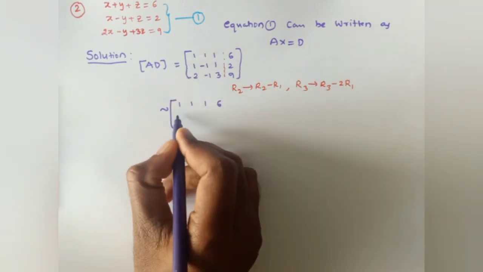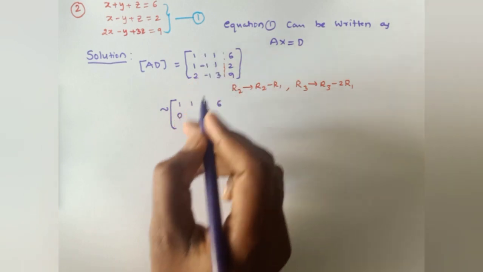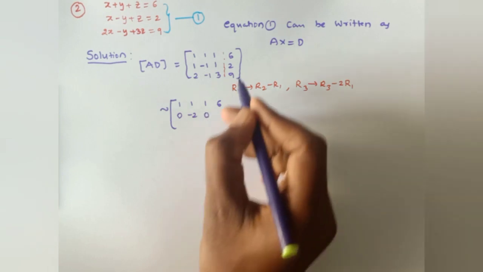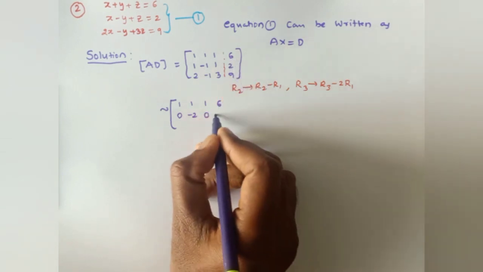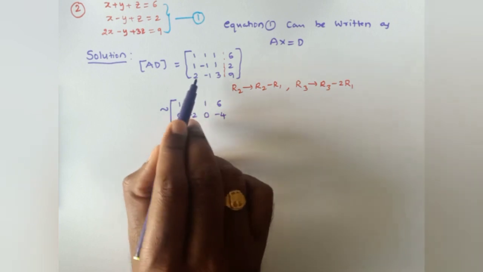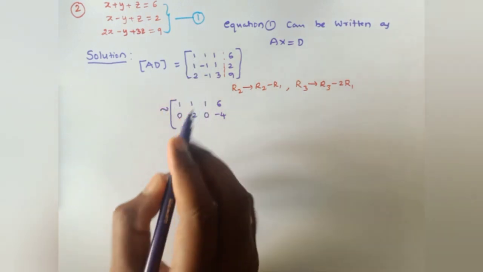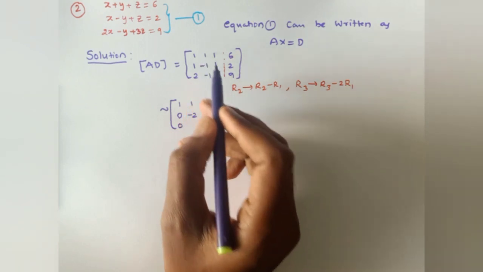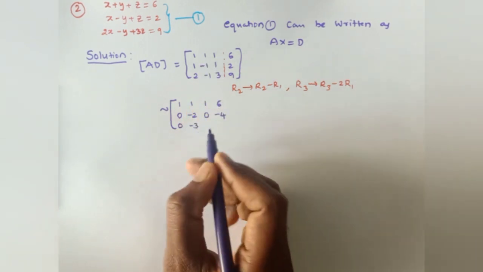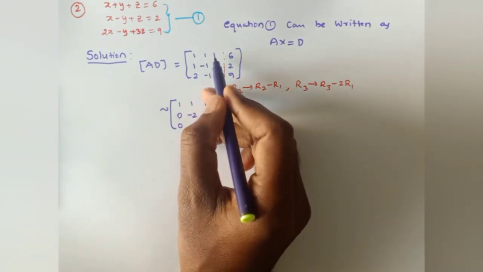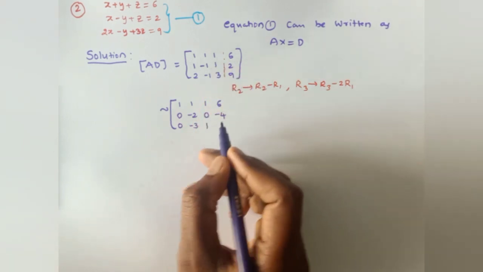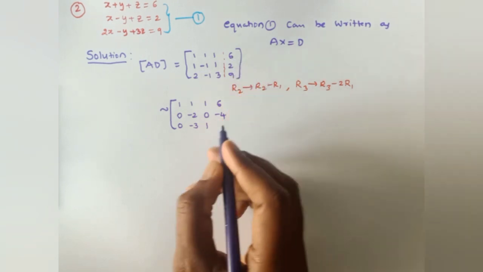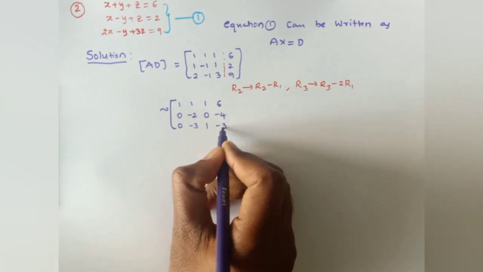So 1 minus 1 is 0, minus 1 minus 1 is minus 2, 1 minus 1 is 0, 2 minus 6 is minus 4. Next, 2 minus 2 into 1 is 0, minus 1 minus 2 into 1, that is minus 3. So next 3 minus 2 is 1, and 9 minus 2 into 6, 9 minus 12 is minus 3.